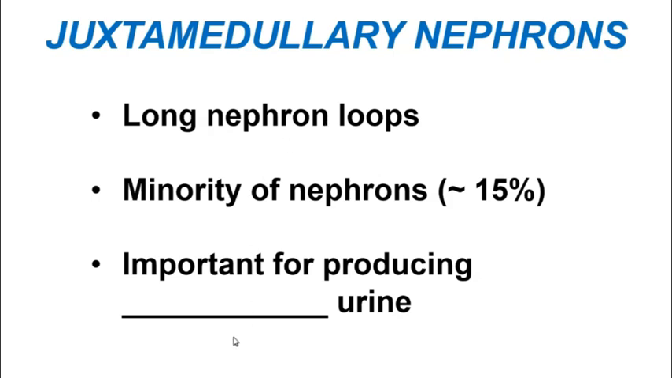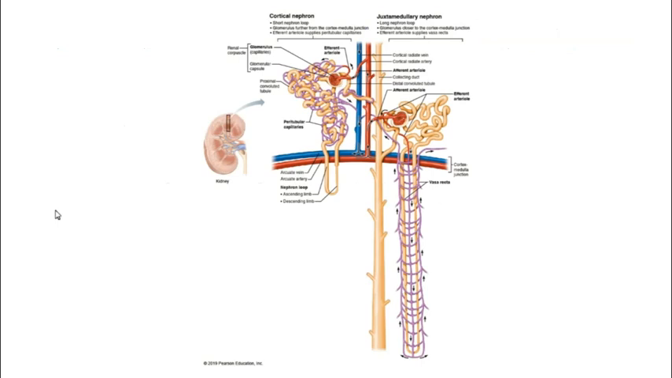The reason they have those extremely long nephron loops is because these guys are important for producing highly concentrated urine. So these are the nephrons that go to work when we're dehydrated to conserve water. We don't have as many of these, we don't need as many of these within the kidney, but they do serve a very important function. This diagram just shows the two different types of nephrons here. On the left, we have a cortical nephron with its short nephron loop. On the right side, we have a juxtamedullary nephron with this extremely long nephron loop and its associated blood vessels.